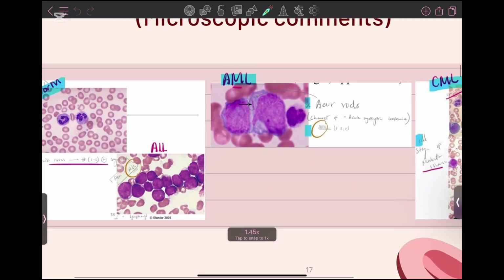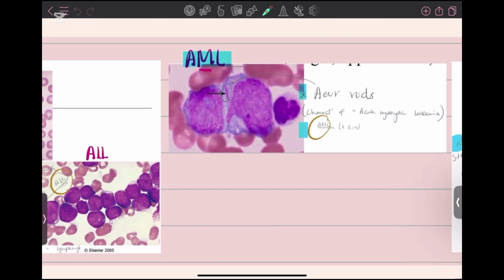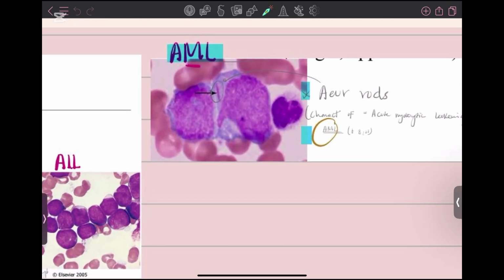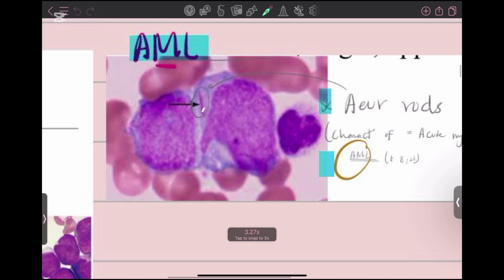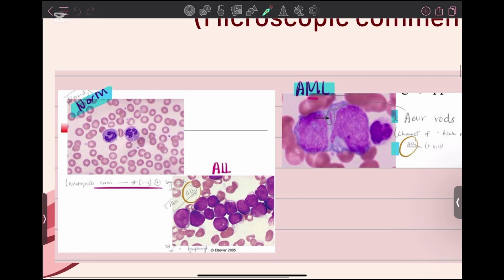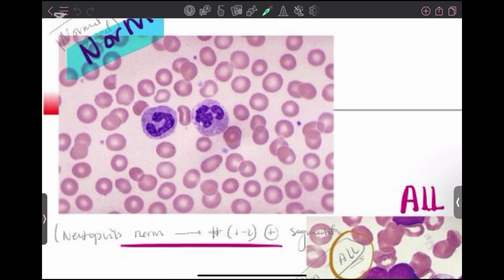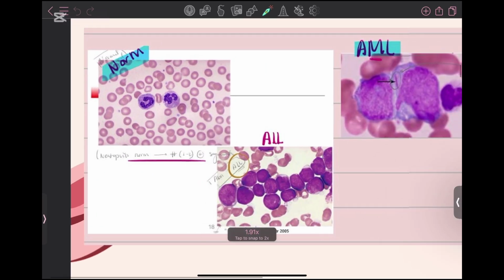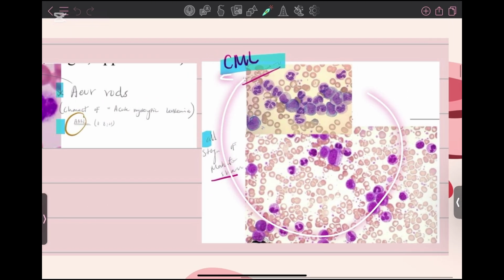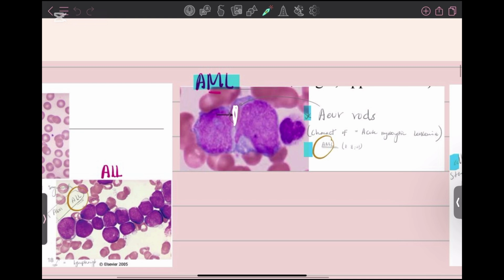In AML you're going to see, as I told you, Auer rods. This is how they look. They're like needle projections in the cytoplasm. Normally this is how a blood smear would look: you would have a typical neutrophil, one to two in the blood smear. But when you see this craziness, it's CML. When you see this Auer rod or needle structure, it's AML.